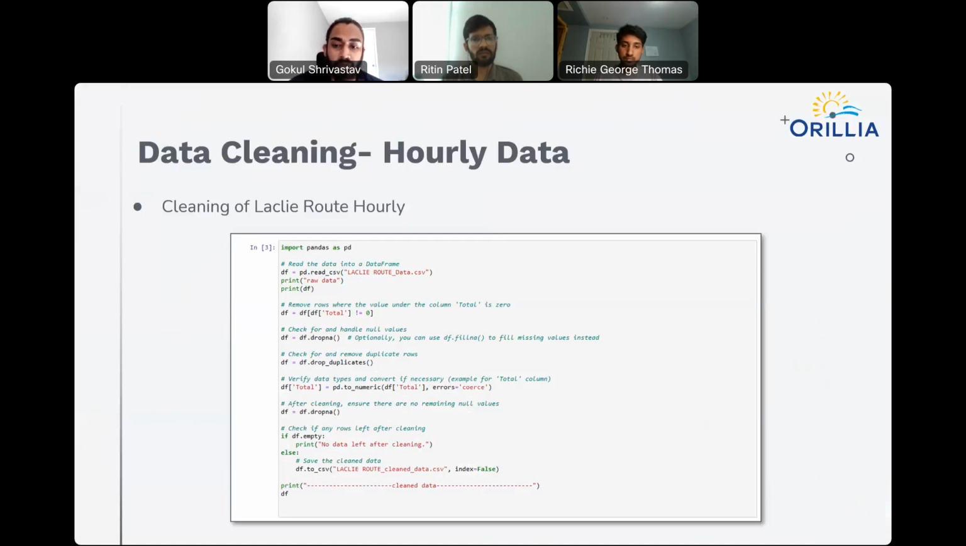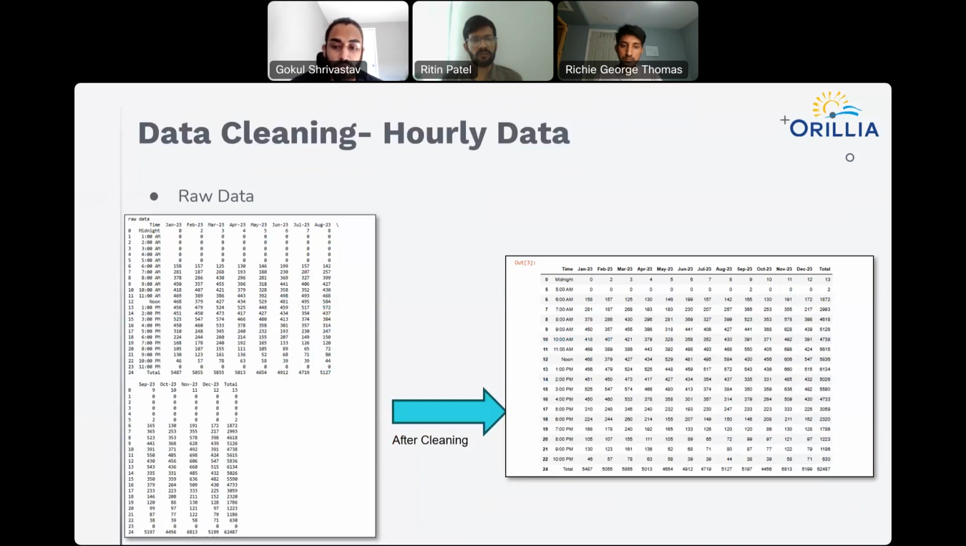We first imported the CSV file and then we removed rows where the value under column total is zero. Then we checked for and handled null values using the dropna function, which is used to completely drop any rows or columns with null values. And after that, we checked and removed any duplicates before verifying if the data type under each column is correct and converting them to the right data type. We also ensured no null values are still present in the saved dataset.